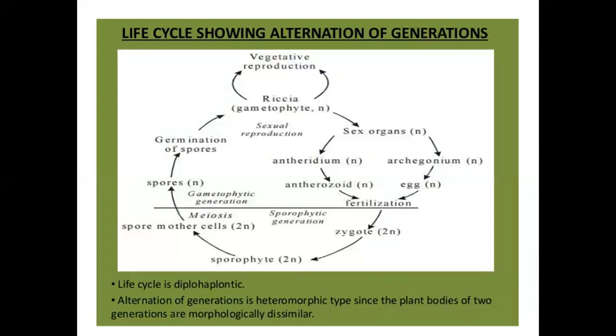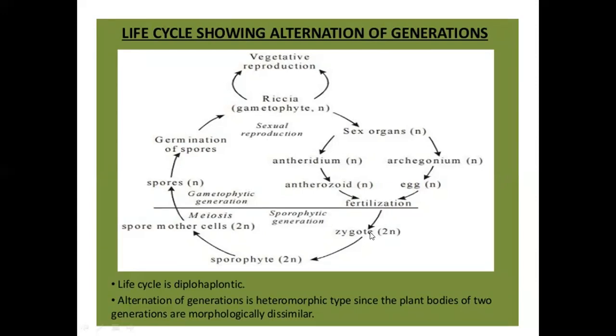Life cycle showing alternation of generations. The Riccia gametophyte can reproduce by vegetative reproduction. The gametophyte is haploid, and the sex organs are also haploid. They develop antheridium and archegonium. Antheridium forms antherozoids and archegonia form the egg. They fuse to form a zygote. Here is the end of the haploid gametophytic generation.